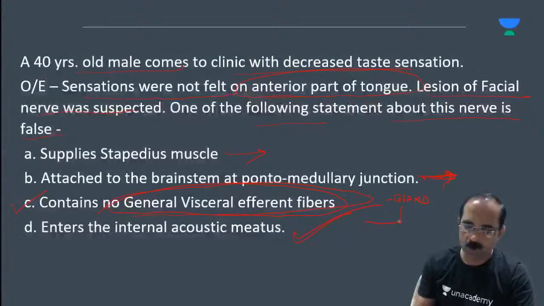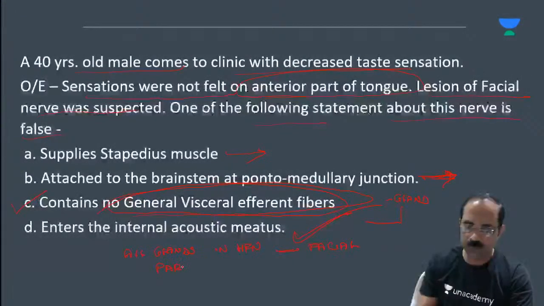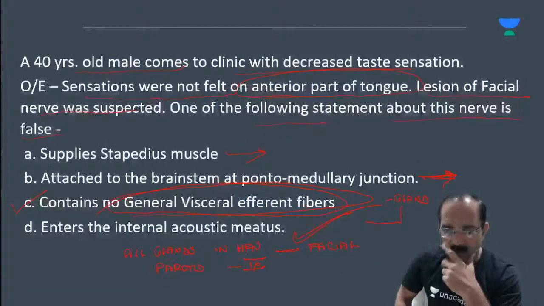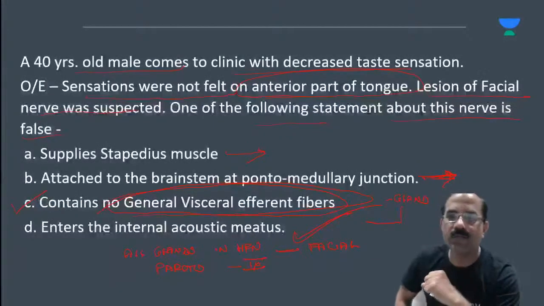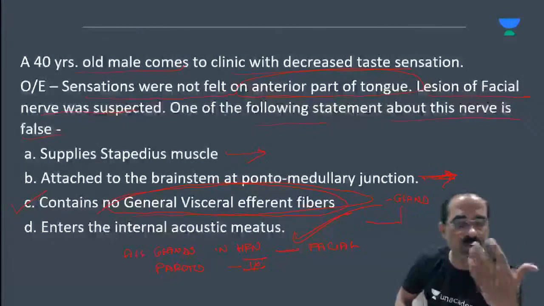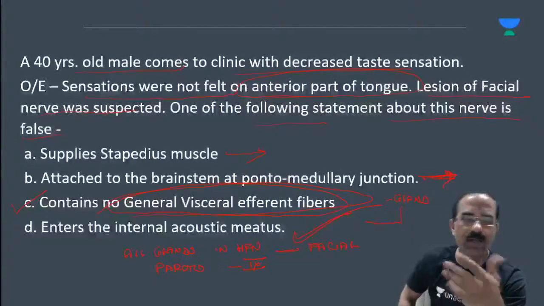And remember, all the glands in the head and neck are supplied by facial nerve, except parotid, which is supplied by glossopharyngeal nerve. So "contains no general visceral efferent fibers" is wrong. It does contain the general visceral efferent fibers, and these are going to supply all the glands except parotid.